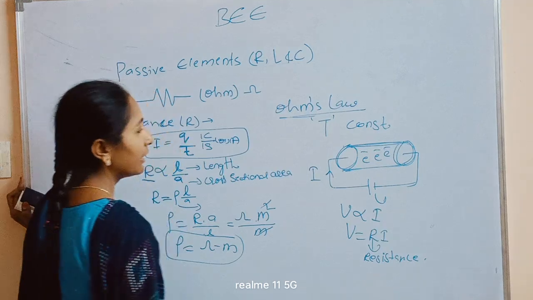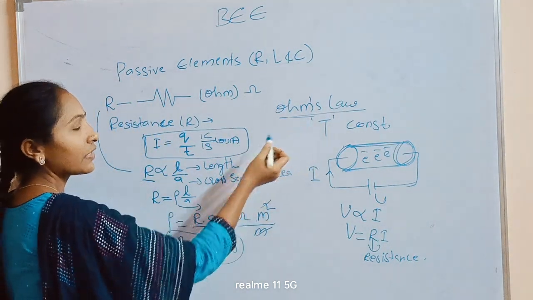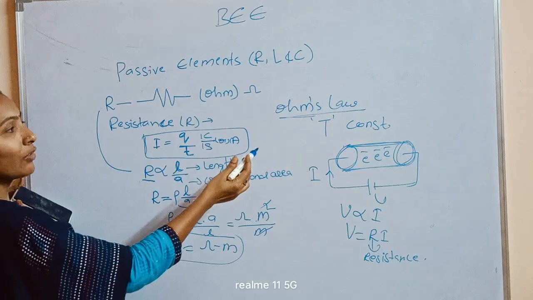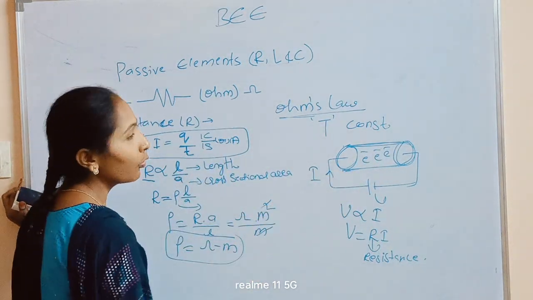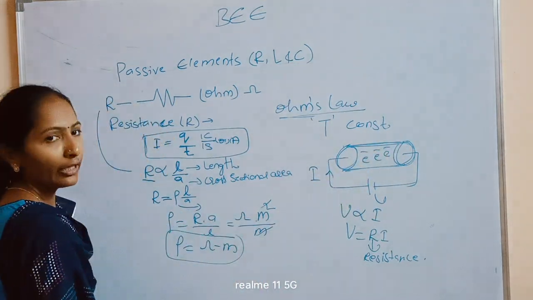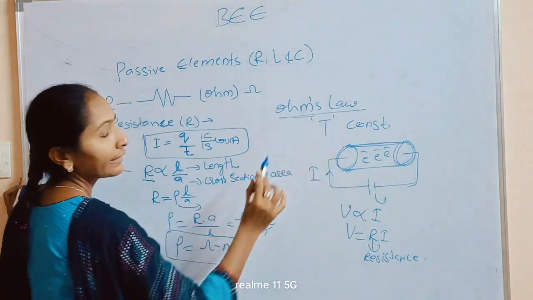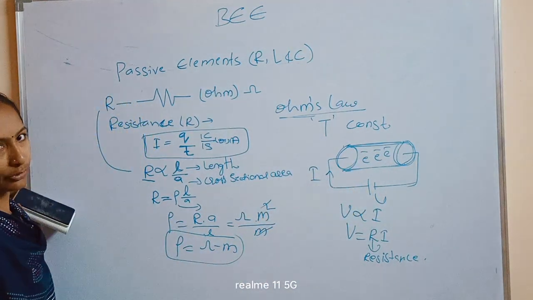R is nothing but resistance. Okay, so Ohm's law, what is the statement of Ohm's law? At a constant temperature, the potential difference, meaning the applied voltage, between two ends of a pure metallic conductor is directly proportional to the current passing through it.